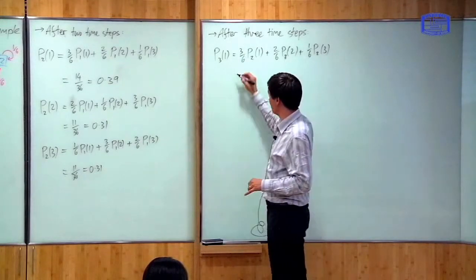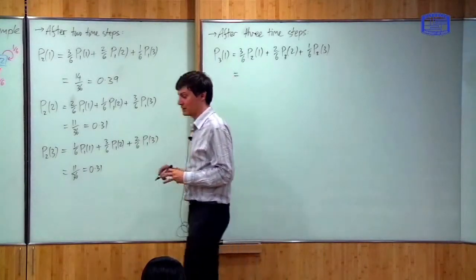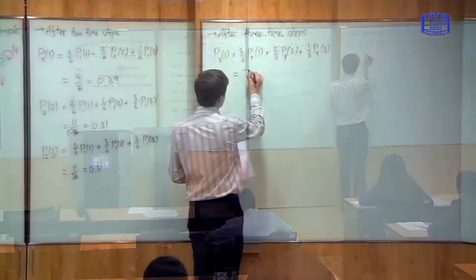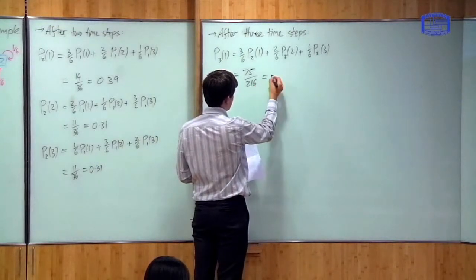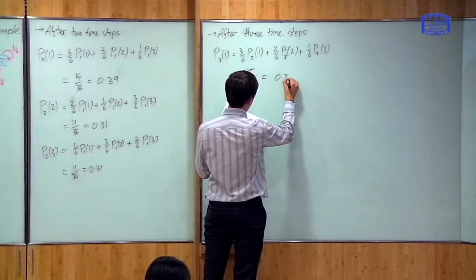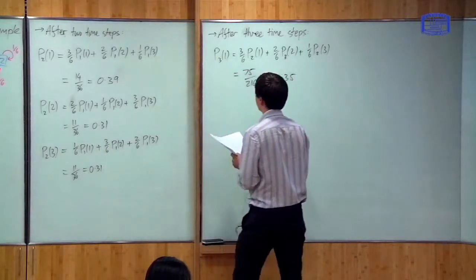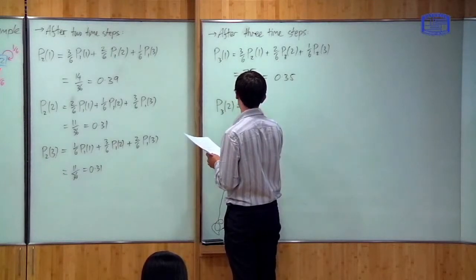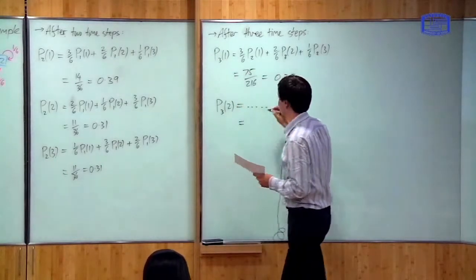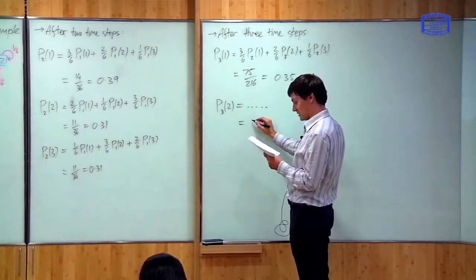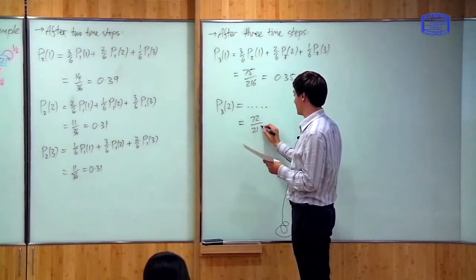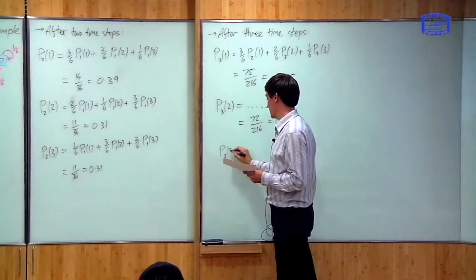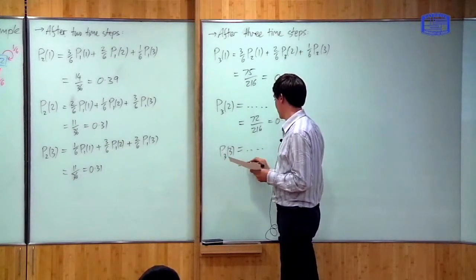And again, if you use these numbers, this one turns out to be 75/216. So the decimal is 0.35. Okay? And we can do it for the other ones. The probability that after 3 time steps I'm in 2. I won't bother to write the formula again. Turns out to be 72/216, which as a decimal is 0.33. The probability that after 3 time steps I'm in state 3 is 69/216.